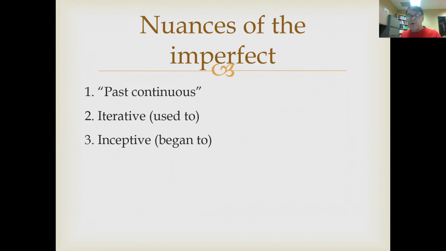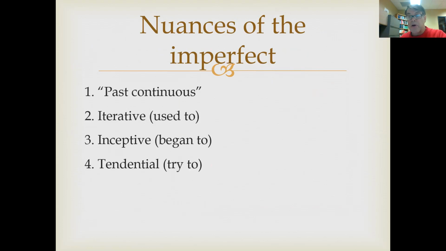Inceptive, I began to. Now, there was an ingressive aorist, that was, I began to sojourn in 1960. That's aorist. But if it's something that you began to do continuously, I began to go to IWU for 3 years, that's imperfect, began to. That's called an inceptive imperfect.